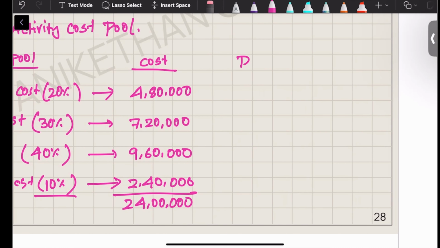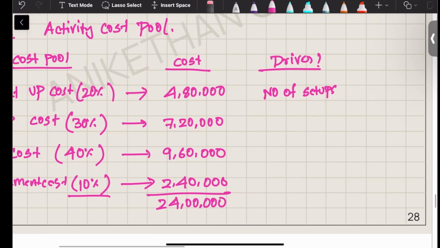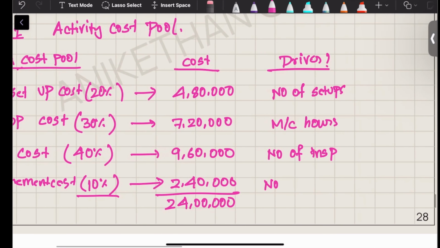Next, these costs have to be divided by the driver units. So which are the drivers? For setup, per batch there will be one setup. So the number of setups or number of batches is the driver for setup cost. Similarly, for machine operation cost, it is machine hours. And inspection is also done at batch level. So this also will be number of inspections or number of batches. Then procurement will be number of purchase orders released.